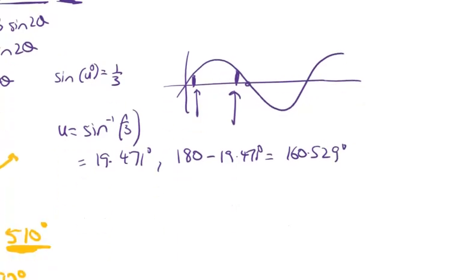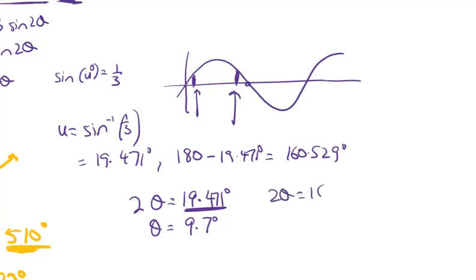Now we can solve, and we get 2 theta is equal to 19.471 degrees. So theta is equal to just 9.7 degrees. Notice, by the way, that I didn't round that too hard because I'm going to go on and do stuff to it. And the other one gives me 2 theta is 160.529. So theta is 80.3 degrees. So we've got those two. But we should check the next one.